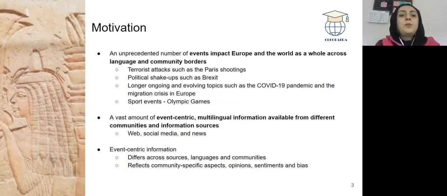Now, let's move to the next point, which is the motivation behind Cleopatra. We all probably know recent events such as terrorist attacks, Brexit, and the ongoing COVID-19 pandemic, which have extremely impacted Europe and the world as a whole. These events have resulted in a huge and growing amount of information, which are different in terms of the languages and the sources they are generated in. But the important point here is that this information has the potential to reflect how differently people think of an event across different language communities and how differently the events are represented to them in the news articles. And this is the exact idea behind Cleopatra, analyzing these events by taking into account the mentioned differences.